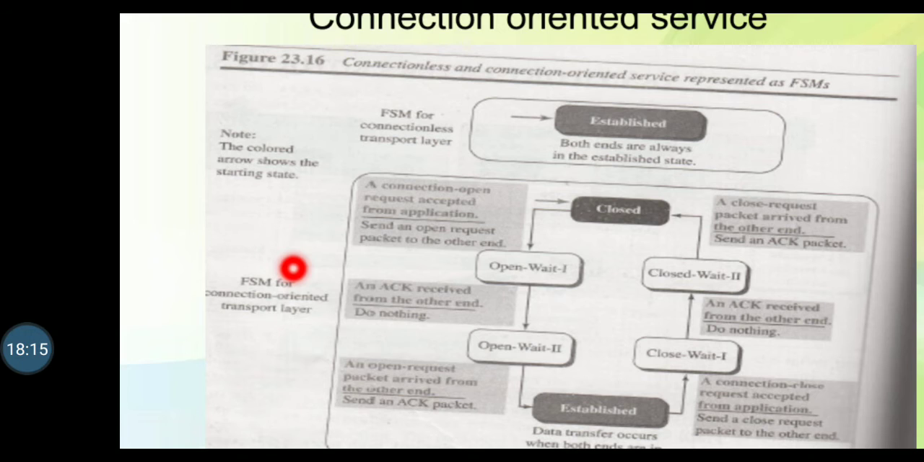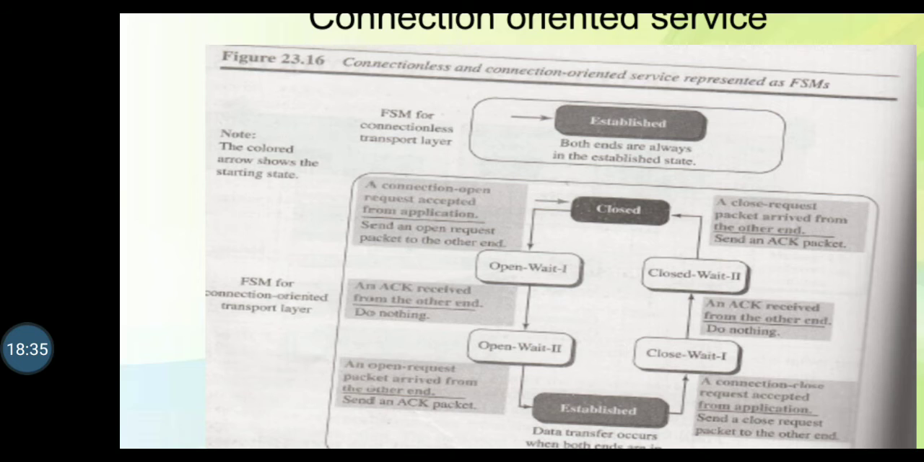This diagram is the FSM for the connection oriented transport layer. Now we will see about the FSM of the connection oriented transport layer. It needs to go through three states before reaching the established state. The machine also needs to go through these three states before closing the connection.